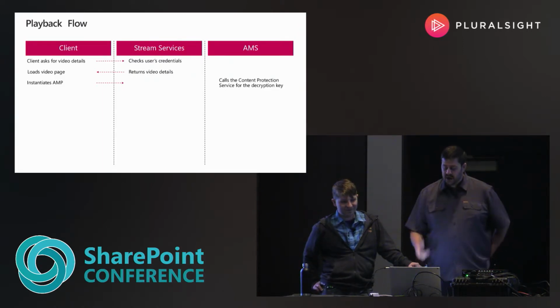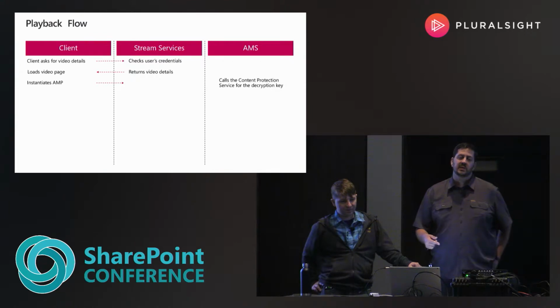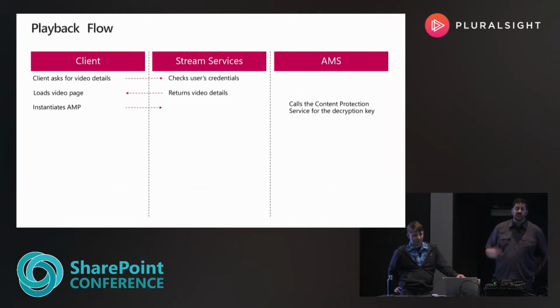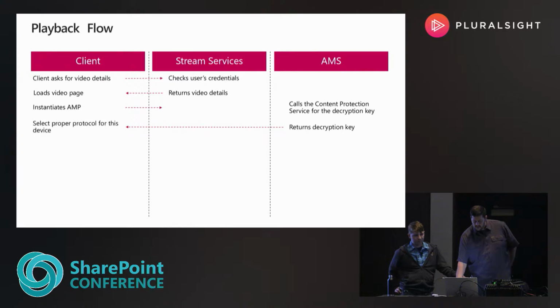The player is going to go ahead and ask the service for the decryption key because it realizes that the content I'm trying to play is actually encrypted. All stream content is encrypted with 128-bit AES encryption. So the service is going to talk to AMS, and AMS is going to return us the decryption key so that it can actually play it, and give that back to the client.